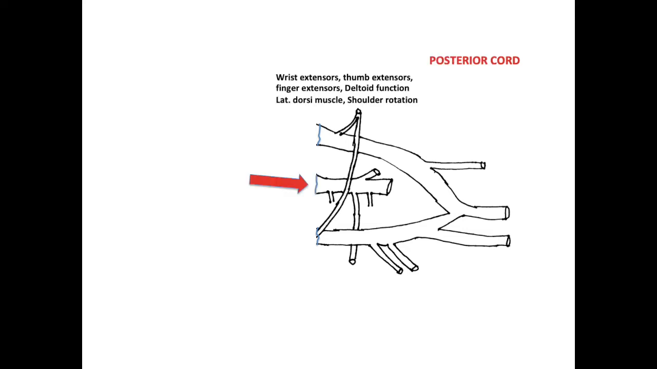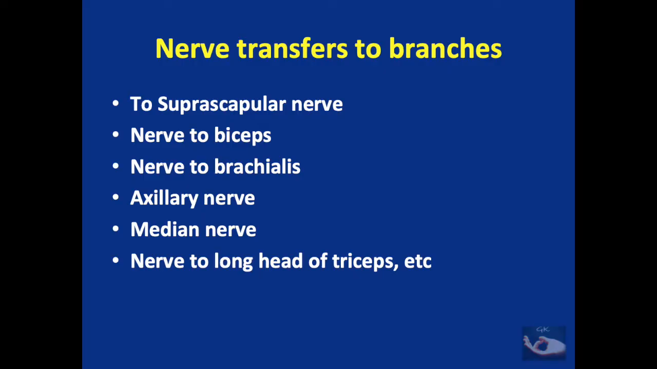Neurotization of the posterior cord alone will achieve wrist extension, thumb extension, finger extension, deltoid function, function of the latissimus dorsi muscle and shoulder rotation. Finally, nerve transfers can be done to individual nerves like the suprascapular nerve, the biceps, the brachialis, the axillary nerve, the median nerve, the nerve to long head of biceps or the musculocutaneous nerve, etc.